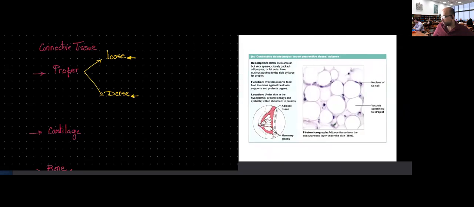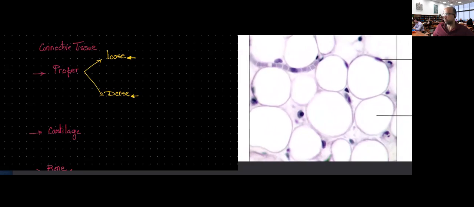Let me show you a confusing one on here. How about this one? What do you think? Loose, dense? And loose and dense is going to be determined according to what? According to proximity of fibers. Do you see fibers in here? Is there any fibers that you can see on this slide? I can't see fibers. I see cells, large cells. Yes, the cells are closely packed against one another, but I can't see the fibers.